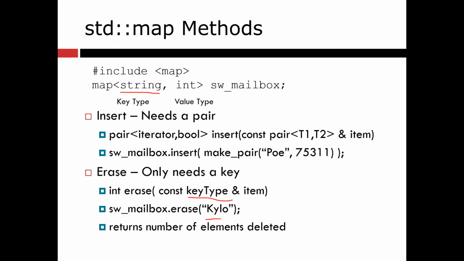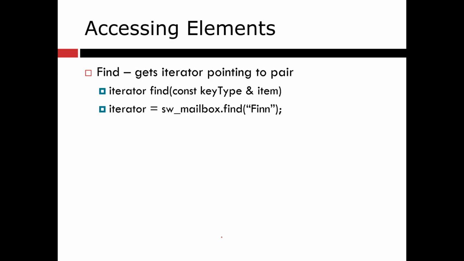So if I want to erase Kylo, all I have to pass in is the string, not the whole pair, right? I only need that key type. And it's going to return the number of elements deleted. So in a normal set, that will be 0 or 1. You deleted something or you didn't. But in a multi-set, that's going to give you the ability to know if you deleted more than one key value pair.